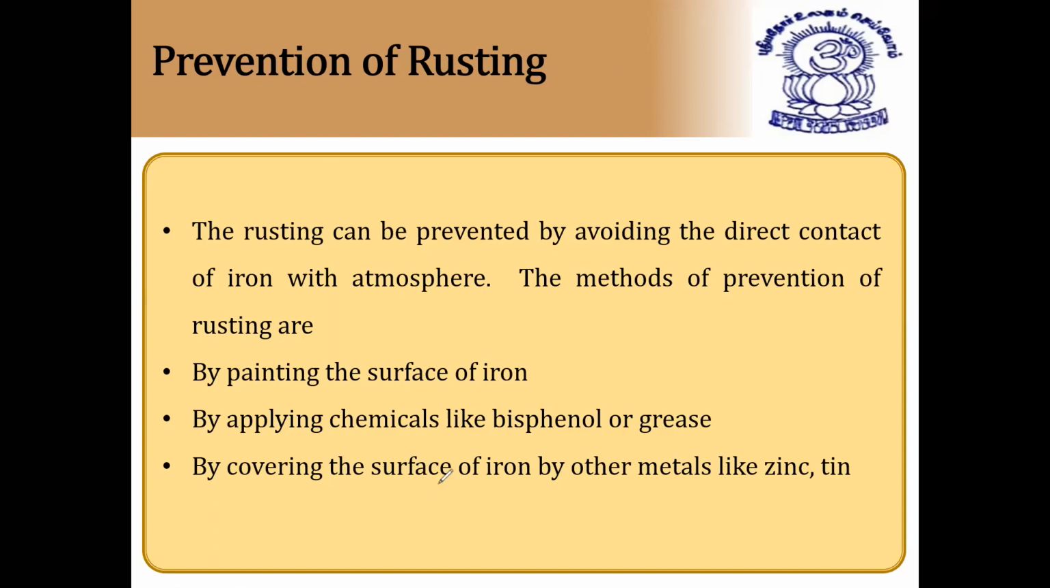So these are the methods. And this last method is by covering the surface of iron with other metals like zinc. If the iron surface is coated with zinc, it is called galvanization. For prevention of rusting, we coat the surface of iron metal with zinc. I hope it is clear.